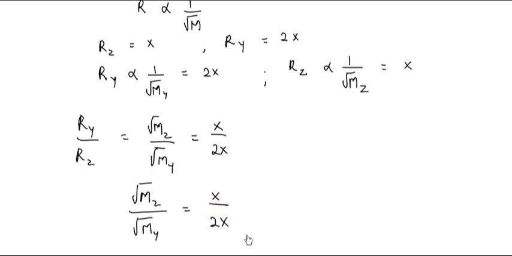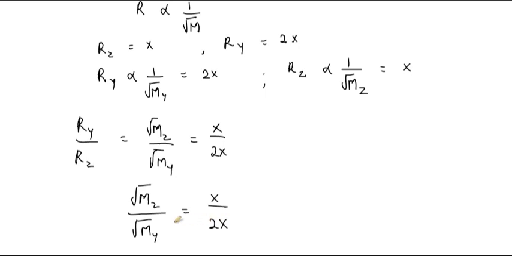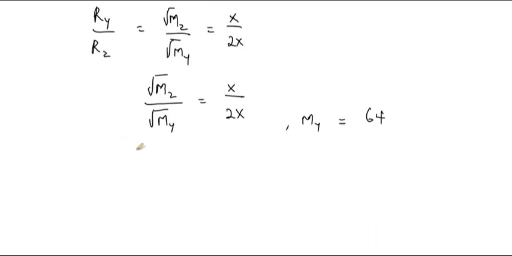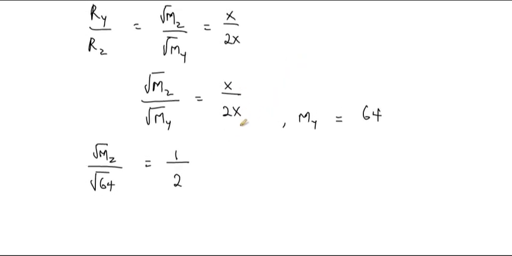So from here, we can easily get the molecular mass of Z, which is what we are being asked to calculate in the question. Let's note that My, the molecular mass of gas Y, equals 64. So let's substitute the values. We have the square root of Mz over the square root of 64, that's the molecular mass of gas Y, equals, with the X cancelling each other out, 1 over 2.